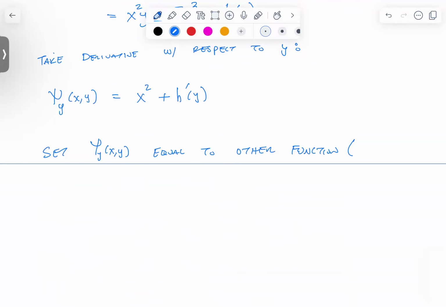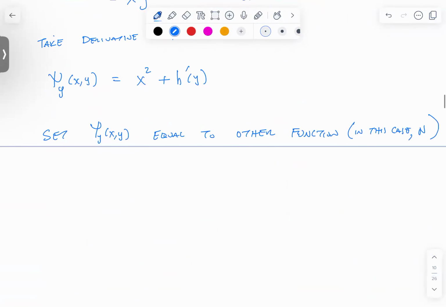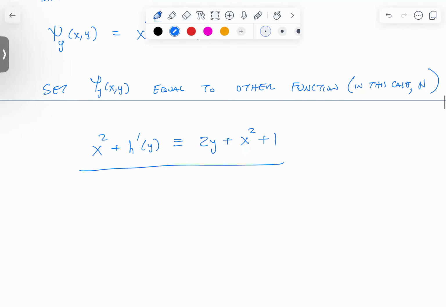So then we take that and we set whatever partial we did equal to the other function. In this case, whichever one you didn't select, N. So we identified N: 2y plus x squared. Then we just fill in the missing pieces. Oh, look, is there an x squared in both of them? Yep. So we know our derivative of that function.